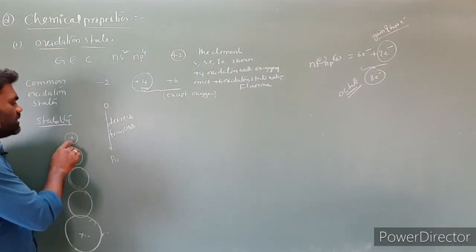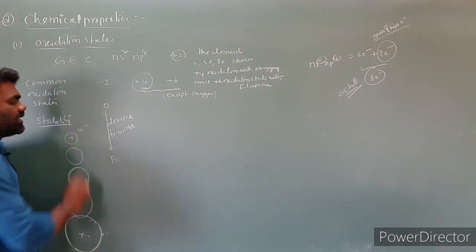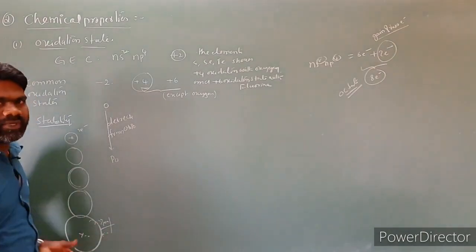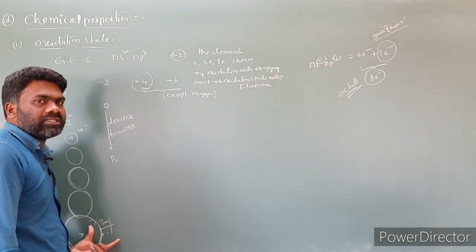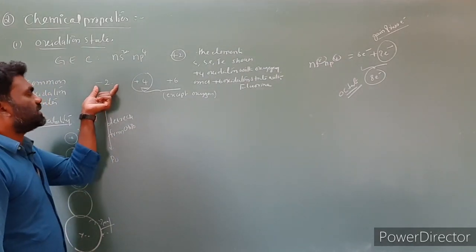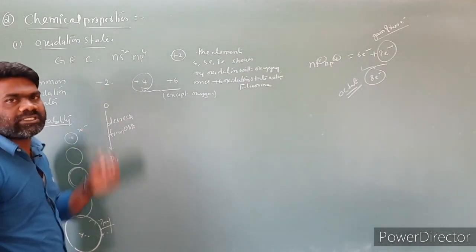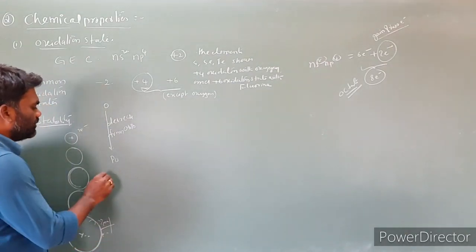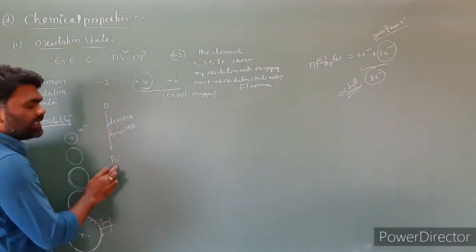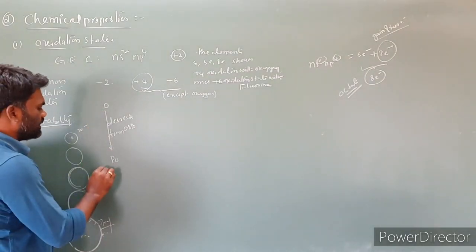But because of the small size, oxygen readily takes 2 electrons. But these other elements are unable to take 2 electrons very easily because of their large size and metallic nature. So while moving from top to bottom, electron taking capacity decreases. That means the stability of the -2 oxidation state decreases. So the stability of the -2 oxidation state decreases from oxygen to polonium.